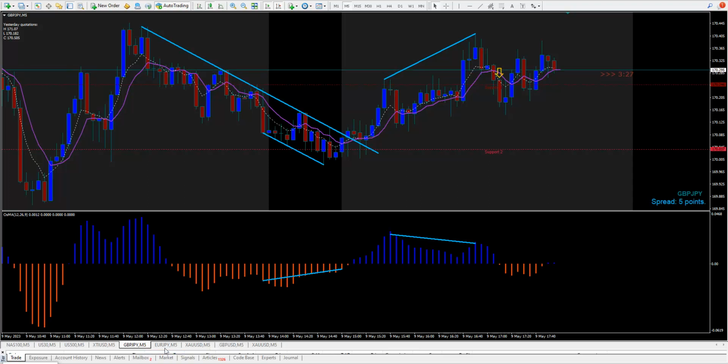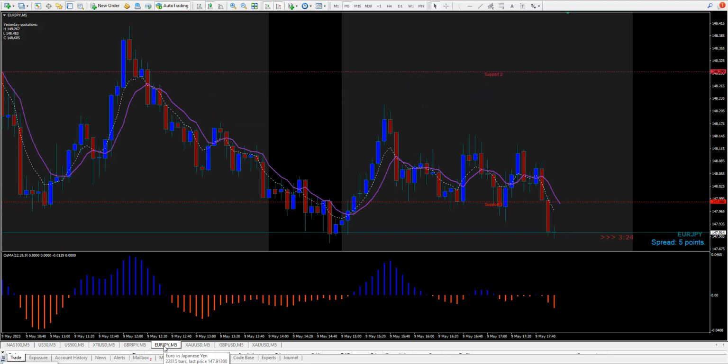Okay, let's look at the euro yen now. Oh, look at the euro yen. It's just awful. But it did a good trade right from the open, though. Let me show you quickly. Boom. And boom.